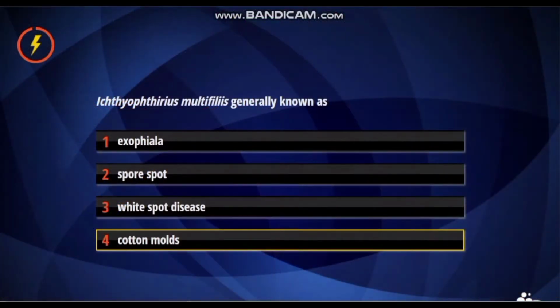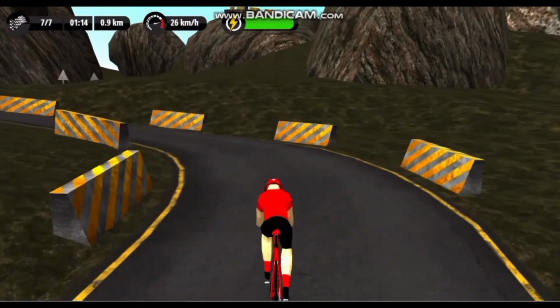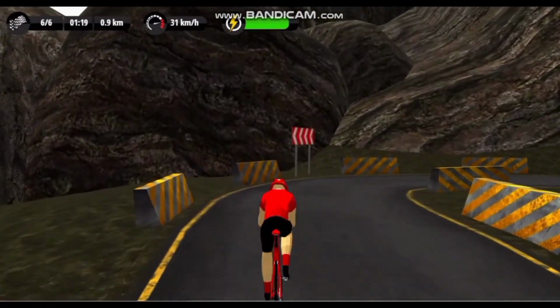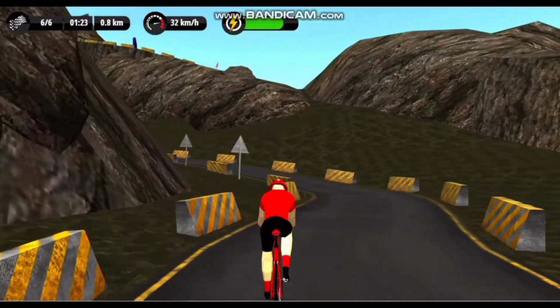Which is known as Ichthyophthirius multifiliis? Number 1. Exophiala. Number 2. Spore spot. Number 3. White spot disease. And number 4. Photomorph. So the answer is white spot disease. It is called white spot disease because it is visible as a white spot on the surface of the fish skin due to its internal microhabitat.